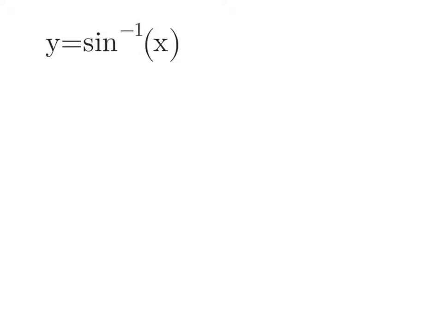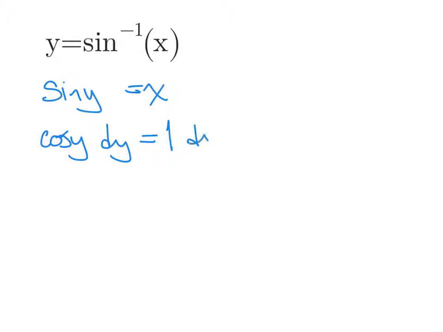In order to differentiate it, I'm going to make it an implicit function by moving the sine over to the other side. So we'll have the sine of y is equal to x. Then we can use implicit differentiation in order to find this derivative. So the differential of sine is cosine y dy, and the differential of x is 1 dx.